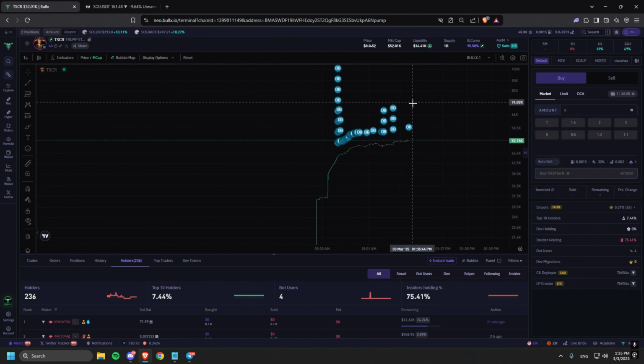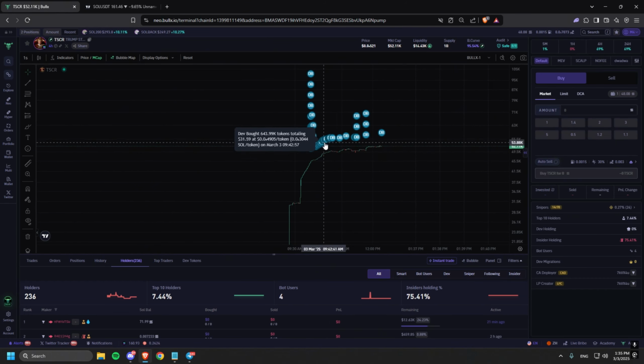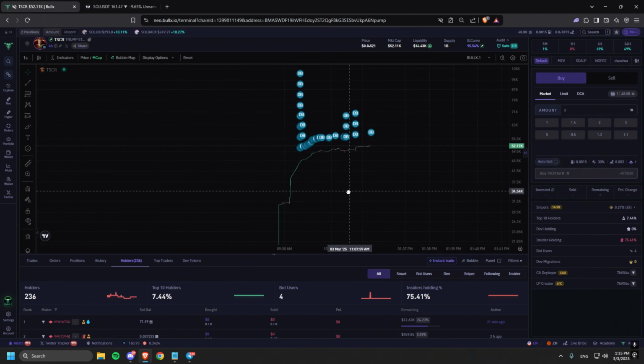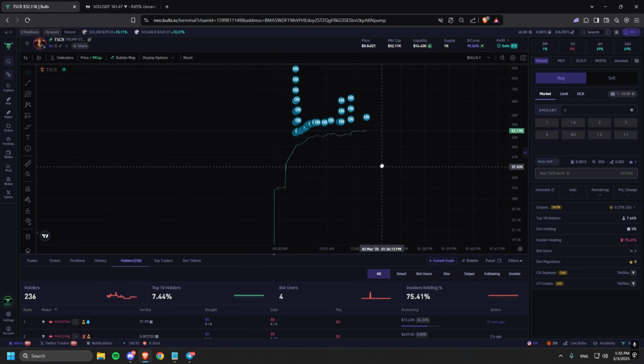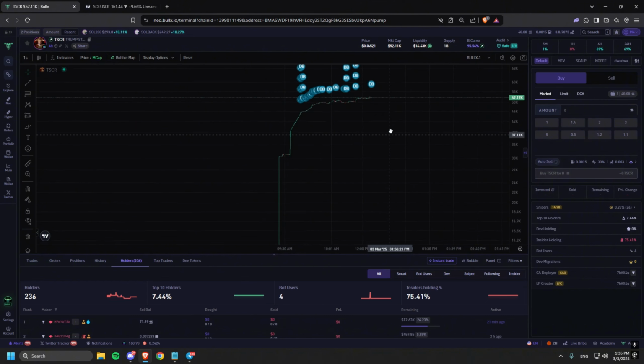Okay, so this is the first example. This is the most obvious rug. You guys should not be buying into these charts. You can see a lot of dev buys, no volume, a chart that spawns super high and only goes up. No red candles, just up with no volume.